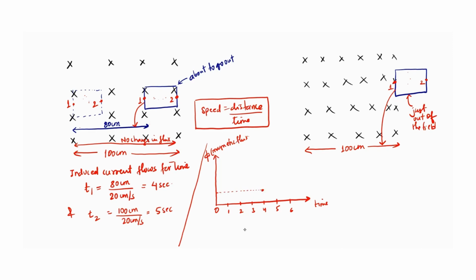There is change in flux from 4 to 5 seconds, and we are finding there is decrease in flux. So the flux decreases. And finally, when the loop is completely out, the flux becomes zero. So we have this situation. So this is the nature of the plot between magnetic flux and time. So flux is changing from time 4 seconds to 5 seconds, and we find there is decrease in flux. So we have this, and between 0 to 4 seconds, there is no change in flux.